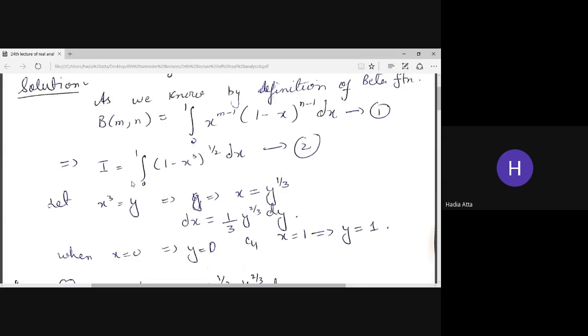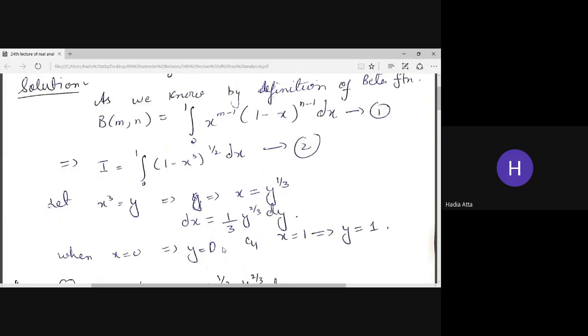Keep in mind that if you substitute any variable with another variable, you must change the limits as well, because here the limits are in terms of x, that is, values of x. But now we are changing the variable to y, so you have to change the limits in terms of y. You can see easily that if x is 0, then y is 0, and if x is 1, then y is again 1.